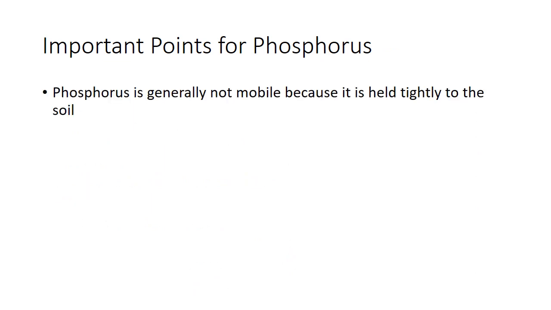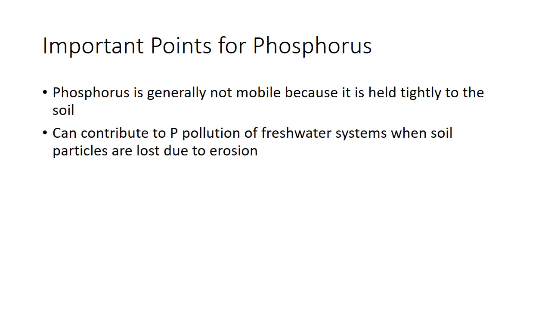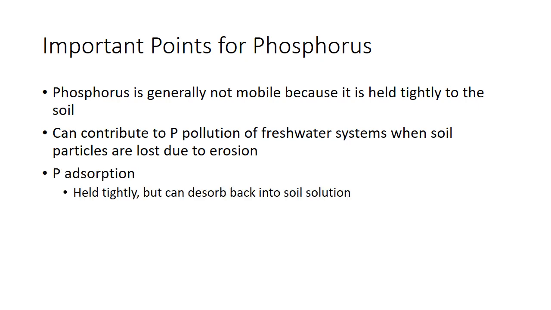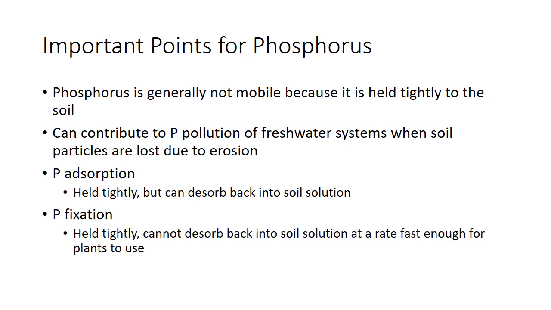So some important notes for phosphorus. One is that phosphorus is generally not mobile because it's held tightly to the soil. Phosphorus can contribute to phosphorus pollution in freshwater systems when the soil particles are lost due to erosion. Phosphorus adsorption is where phosphorus is held tightly. It can desorb back into soil solution, but generally that's not very speedy. So once phosphorus becomes fixed, it's hard to get it back into solution.